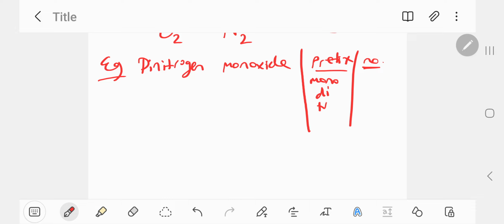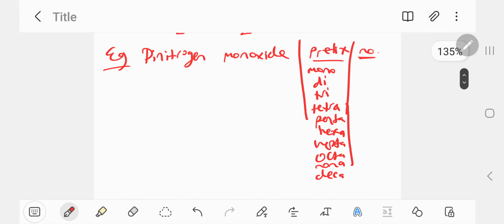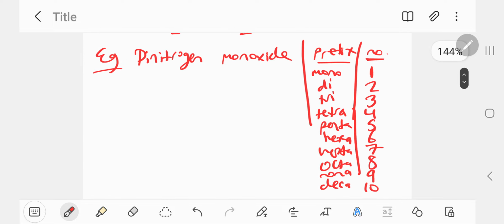Mono, di, tri, tetra, penta, hexa, hepta, octa, nona, deca. Prefixes are used in place of numbers when naming chemical compounds. Mono, think of a monobrow. That's 1. Di, think of dice. That means 2. Tri, think of a triangle. It's got 3 sides. Tetra, think of 4. Penta, think of 5. Pentagon has 5 sides. Hexa, hexagon, 6 sides. Heptagon, 7 sides. Octagon, octa, 8, 9, and 10. You get the idea, I'm sure.